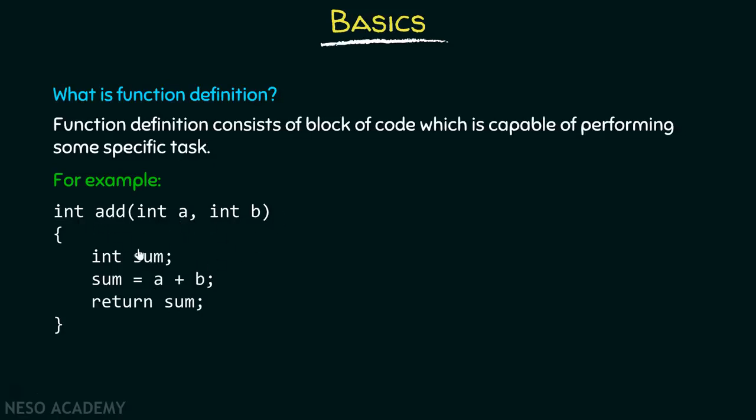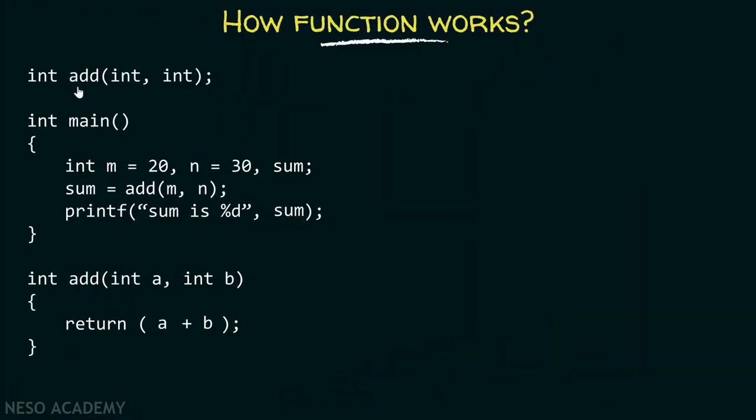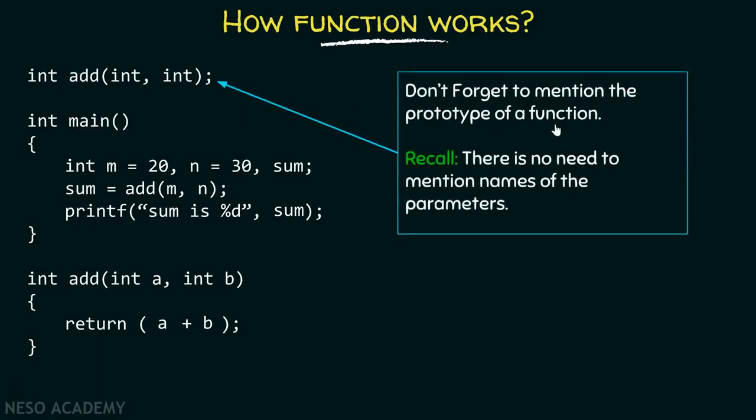Here is the function and here is the block of code which can perform some specific task. Therefore, this is the function definition, right? After understanding this function definition, now let's try to understand how a function works. Here you can see I have written a prototype of the function add. You should not forget to mention this prototype. As I have not written the definition before calling the function, I should mention the prototype of the function over here. Recall that there is no need to mention the names of the parameters. You should only mention the data types of the parameters as well as the return type of the function. This is the way we should write down the function prototype.